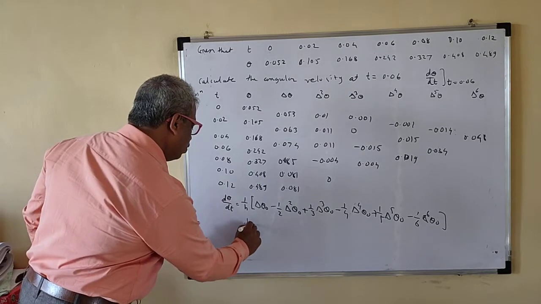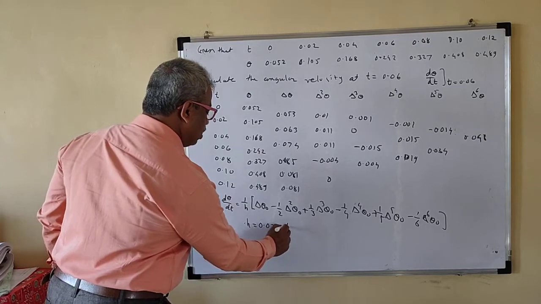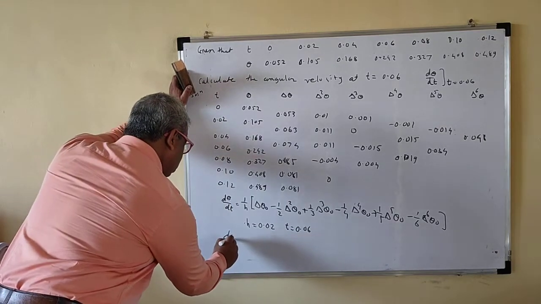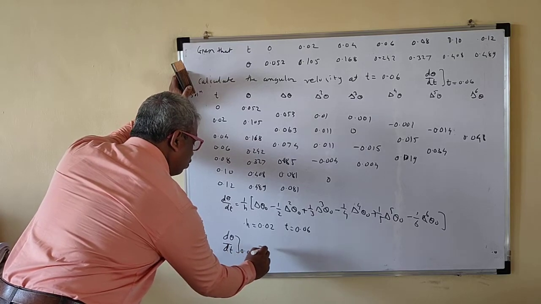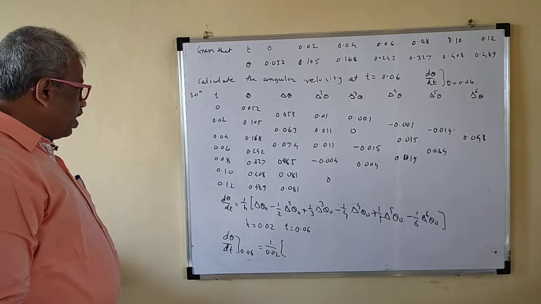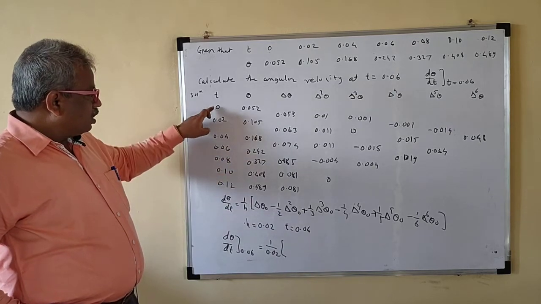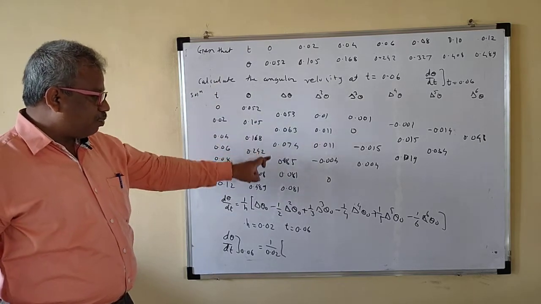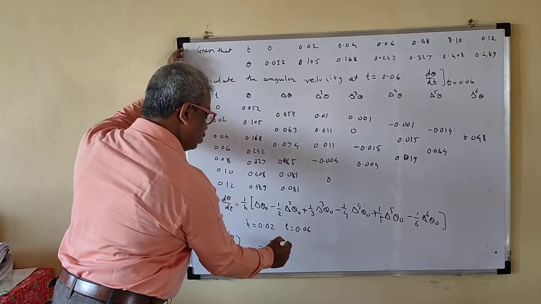So here h is equal to 0.02, t is equal to 0.06. We'll write d theta by dt at 0.06 is equal to 1 upon 0.02. We have to put the proper values. Where is 0.06? It is here, so this is the fourth value. So from the table you have to take the fourth value.